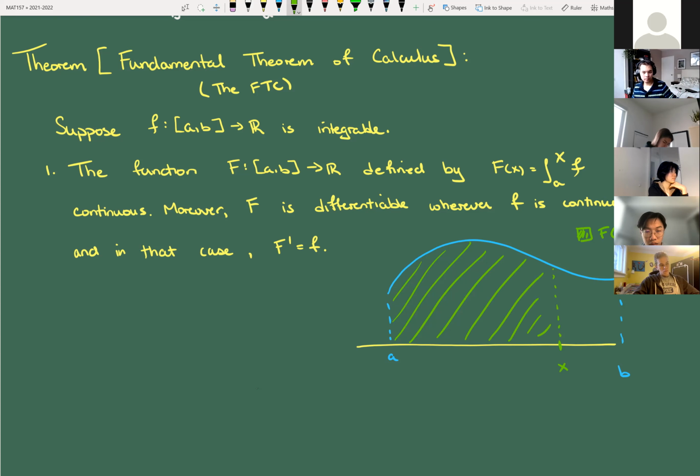And it turns out that the function which computes the area from a to x is an antiderivative. That's basically what FTC1 is saying. X should be in [a, b] just because it has to be, right? The domain of capital F is the interval [a, b]. So implicitly, when I write down what x is, it has to be in that interval.